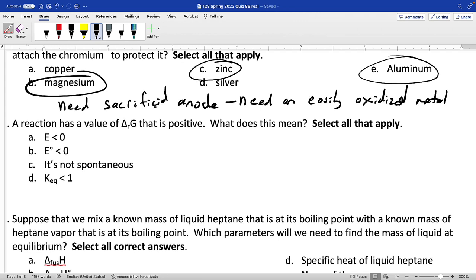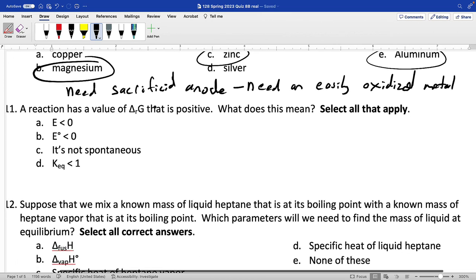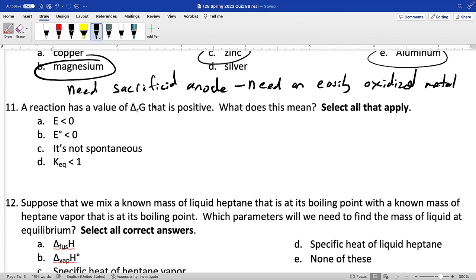Copper and silver wouldn't work because they're harder to oxidize than chromium. So if we hook them up to the chromium, it would be the chromium that would corrode and not the copper or silver.